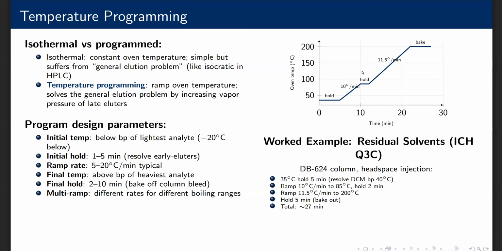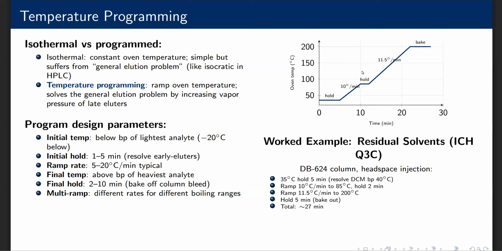The worked example shows a real method for residual solvent analysis under ICH Q3C, which is mandatory for pharmaceutical release testing. The method starts at 35 degrees to resolve dichloromethane, which boils at 40 degrees. A slow ramp to 85 degrees separates the other class 1 and 2 solvents. Then a faster ramp to 200 degrees elutes any high boiling residuals, and a 5-minute hold bakes the column clean for the next injection. The ramp rate matters.